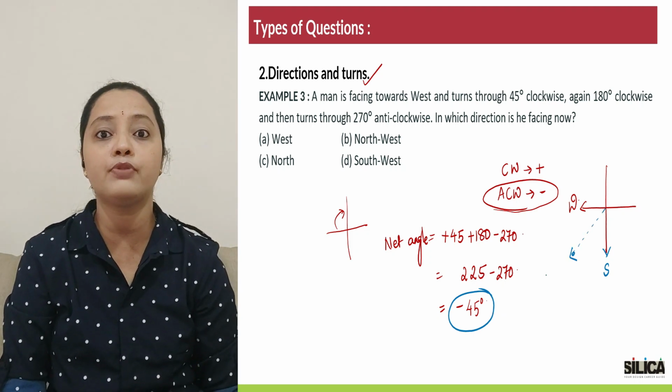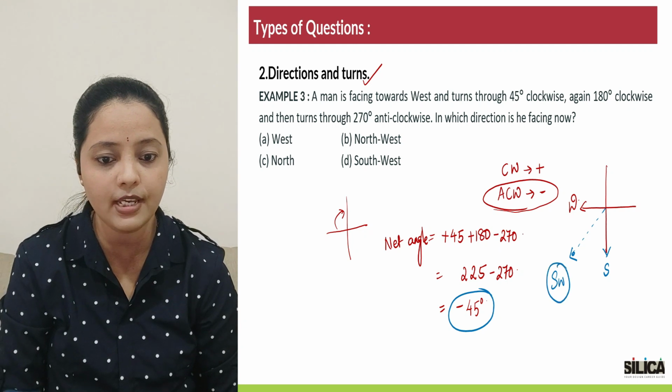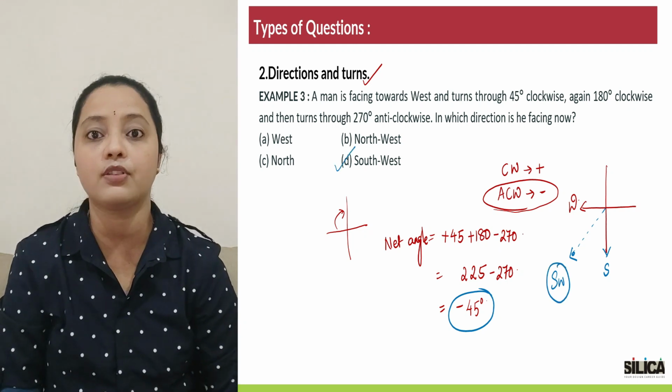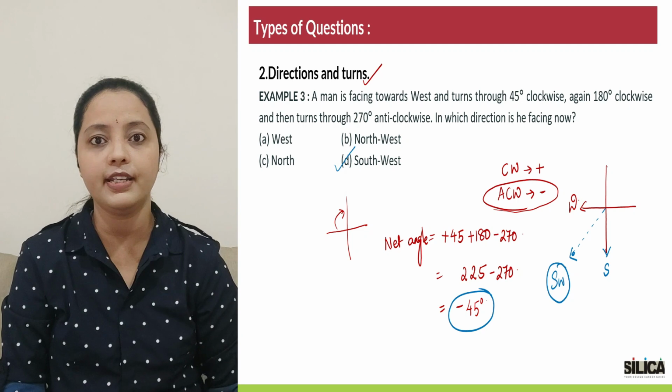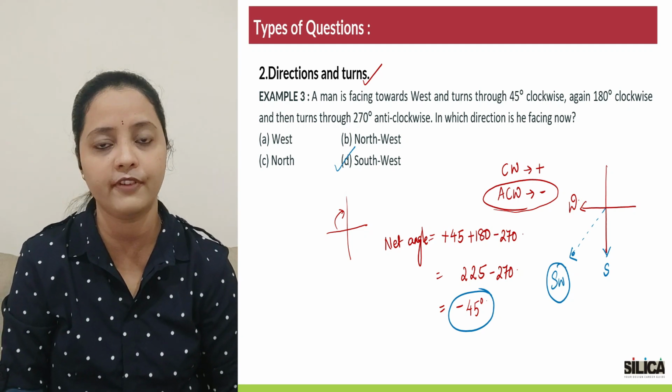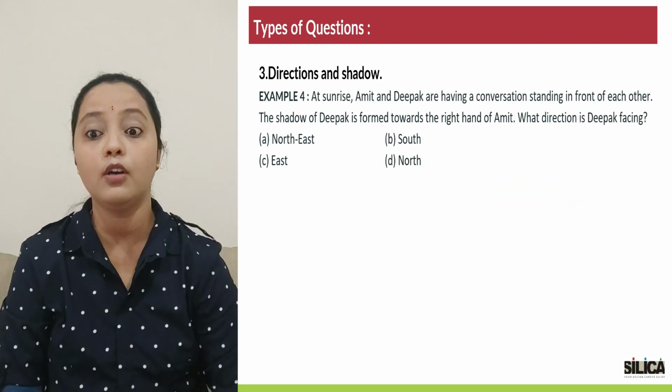So in between south and west, what would be the direction? It would be southwest. So your correct answer for this question would be option D. Idea clear? A very simple and easy question. Fine. Let's move now quickly to the next.